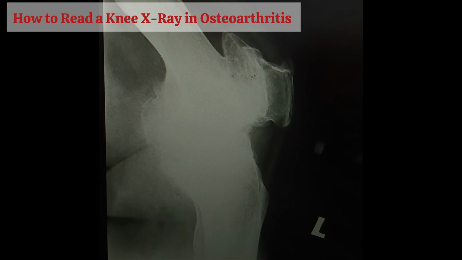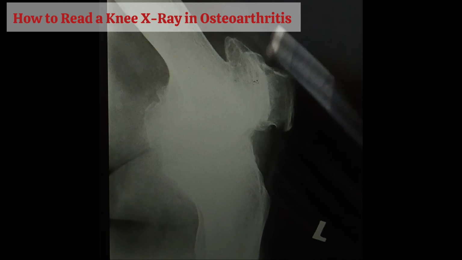Now have a look at this X-ray. This is the X-ray of the same patient, but this is the lateral view. Okay, and this is the left knee as it is mentioned. Now it is further confirming severe osteoarthritis. We can see the irregular joint margins here. So much joint margins are irregular. Large osteophyte formations are seen.